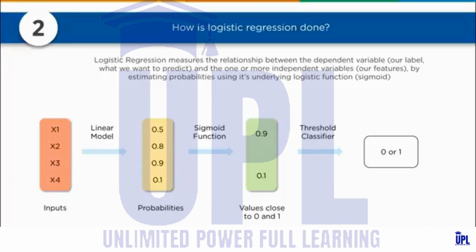And the sigmoid function turns our probabilities into a value between 0 and 1, or very close to 0, very close to 1, between 0.1 and 0.009. And based on that, we generate an answer, in this case 0 or 1.